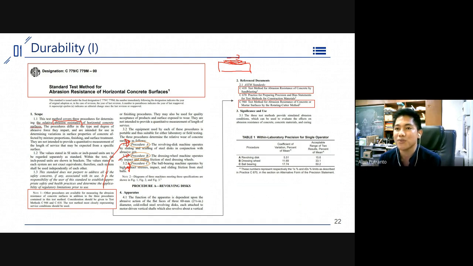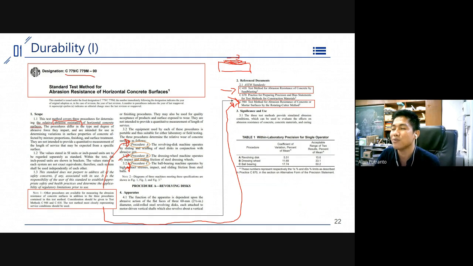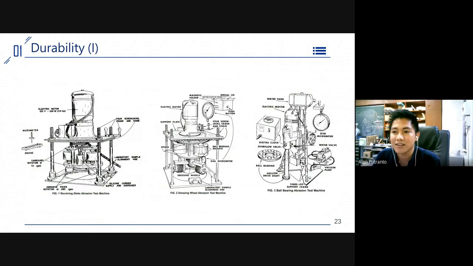That's why when we use ASTM, we should try the other standards also. We cannot use just one ASTM, because one ASTM will be related to the other ASTM standards. That's why I made this kind of box. When we use C779, we should also be aware of C418 or C945. These are the procedures I mentioned before, but we won't go into more detail about this. Just in case you want to apply this kind of testing, I hope you already have a brief idea from this presentation.